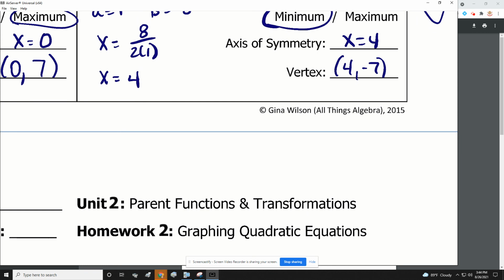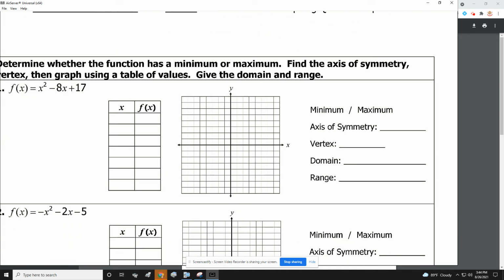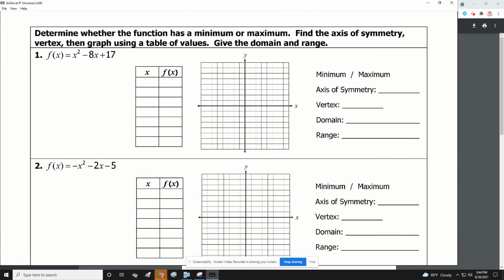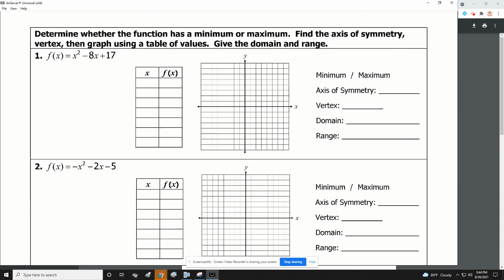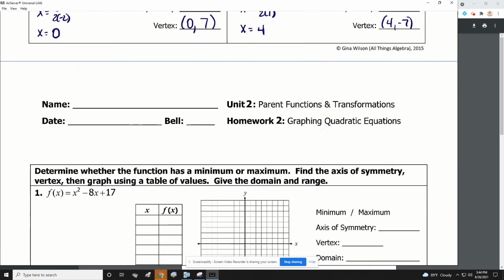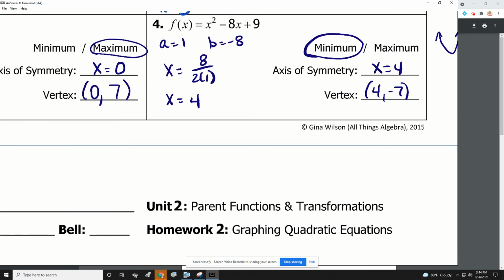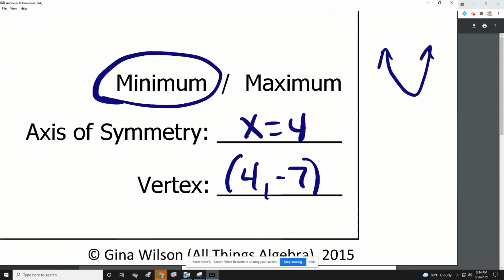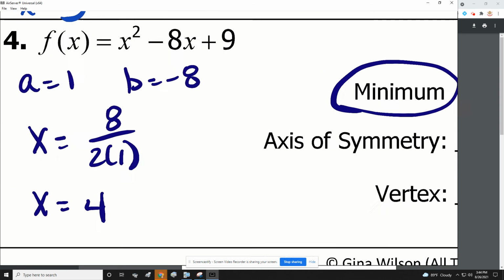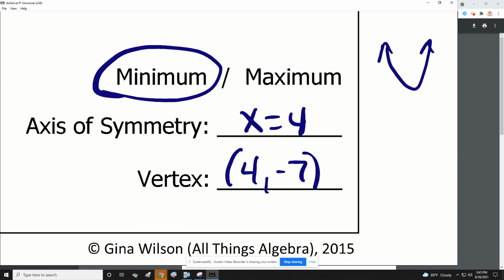Okay, so your assignment is to do those things that we just did, but also to get the graph like we did yesterday and do the domain and range, which we haven't done. So let me just talk about this for a second. This one that we just did, this minimum is going to be at the point 4, -7. So it'll be something like this, where you go 4, and then this is at -7.